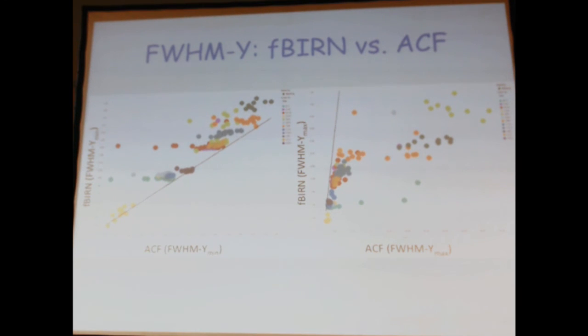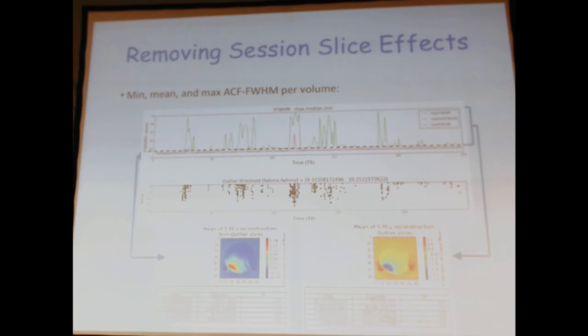And you can look at the Y direction and you get exactly the same phenomena. Lots of unusually low values for the autocorrelation per slice relative to the FBIRN, and lots of large values relative to the FBIRN. Okay, so that was the bad news.